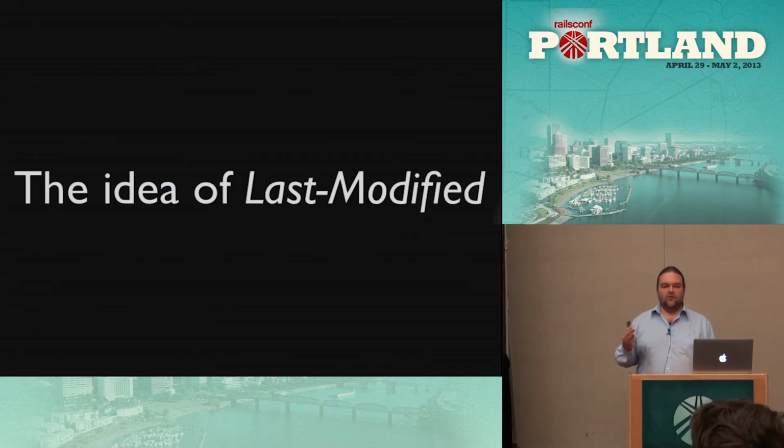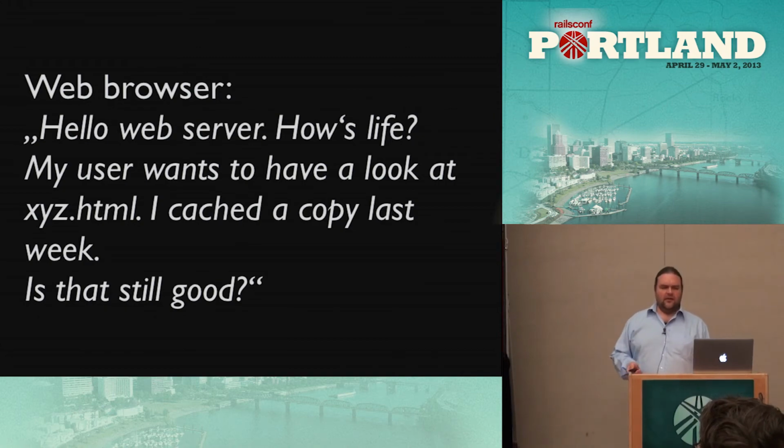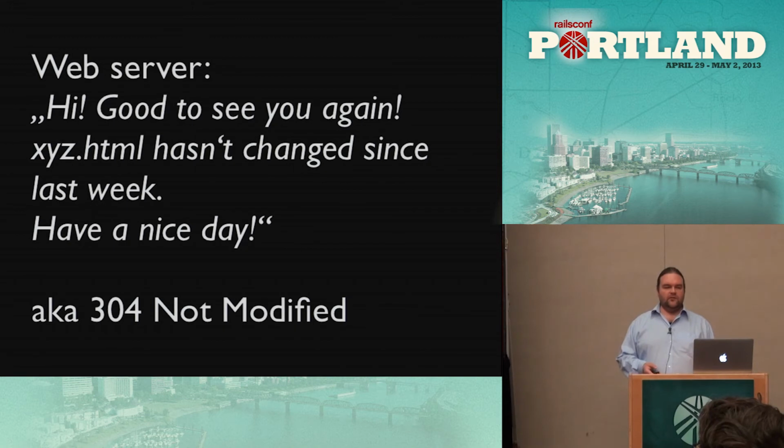To give you an idea about how Last-Modified works, the web browser says, hello web server, how's life? My user wants to have a look at XYZ.html. I cached a copy last week. Is that still good? And the web server says, yeah, it is. You all know that. That's a 304 Not Modified. That means that we didn't have to render the view, which is the maximum of performance.